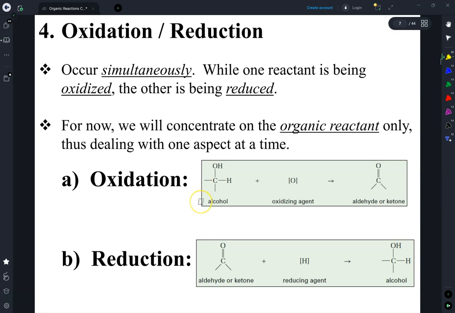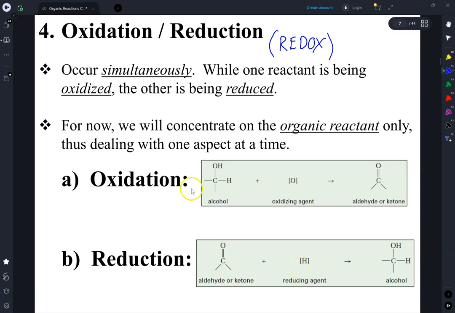The last category that we'll be looking at is that of oxidation and reduction reactions. Because they occur simultaneously, while one reactant is being oxidized, the other one is being reduced, quite often we refer to them as redox reactions. For this unit, we will focus only on the organic reactant. Is it being oxidized or is it being reduced? Just be aware, if the organic molecule is being oxidized, then someone else must be reduced. And of course, if the organic molecule is being reduced, then someone else must be oxidized.